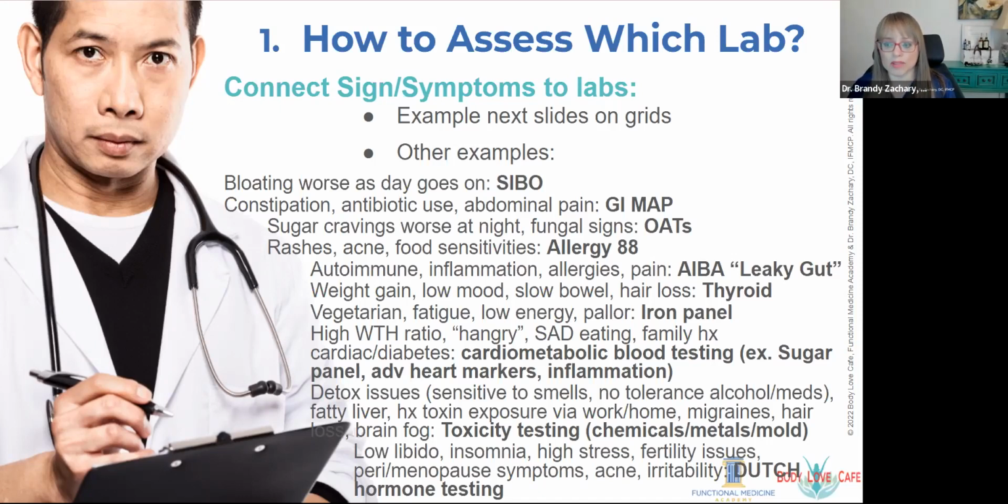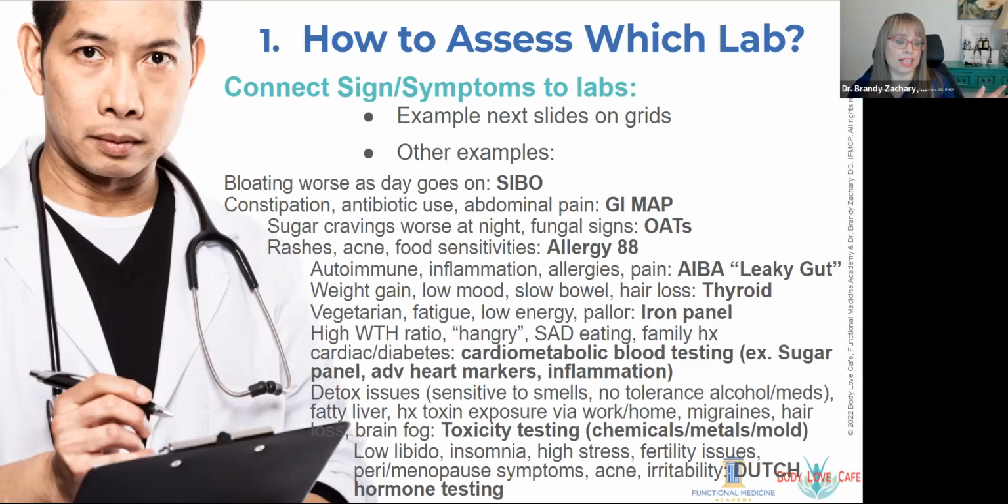Then we might be thinking of an OAT test, organic acid test, with something like arabinose as a marker. Maybe they have rashes, acne, and food sensitivities. We might be thinking leaky gut. We might be thinking food, histamine response. We might be thinking yeast.